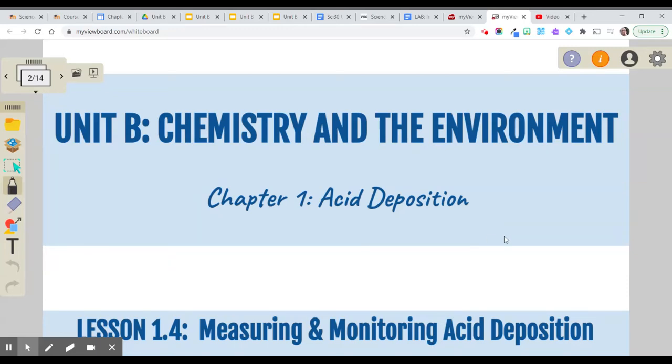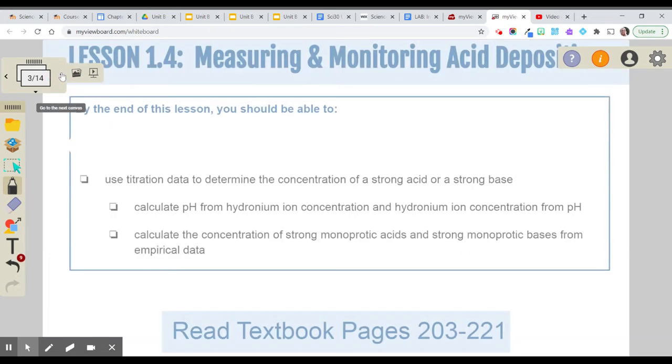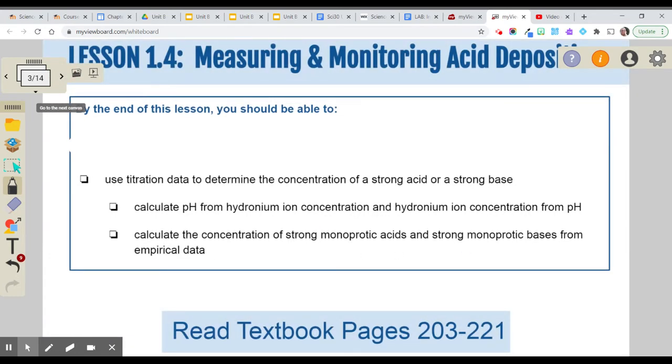All right, welcome back to Unit B, Chemistry and the Environment. And this is Chapter 1 still on acid deposition. And in this lesson 1.4, we're going to be looking at measuring and monitoring acid deposition. So mostly we're going to be taking a look at titrations and how we can use this data to figure out the concentration of a strong acid or a strong base.